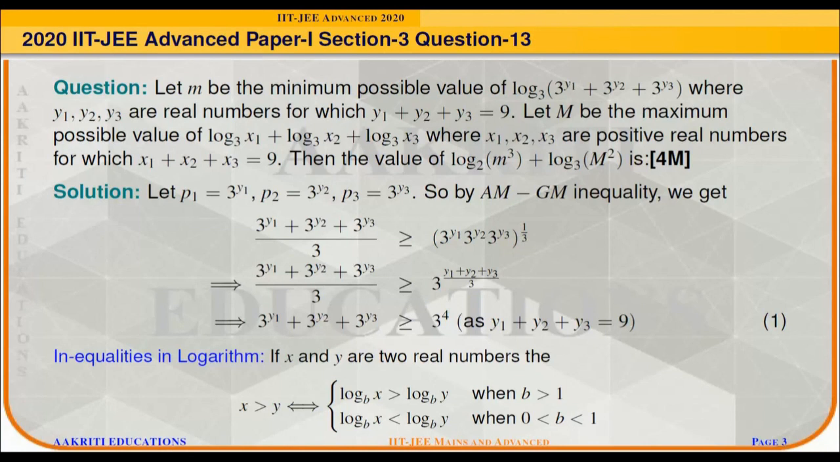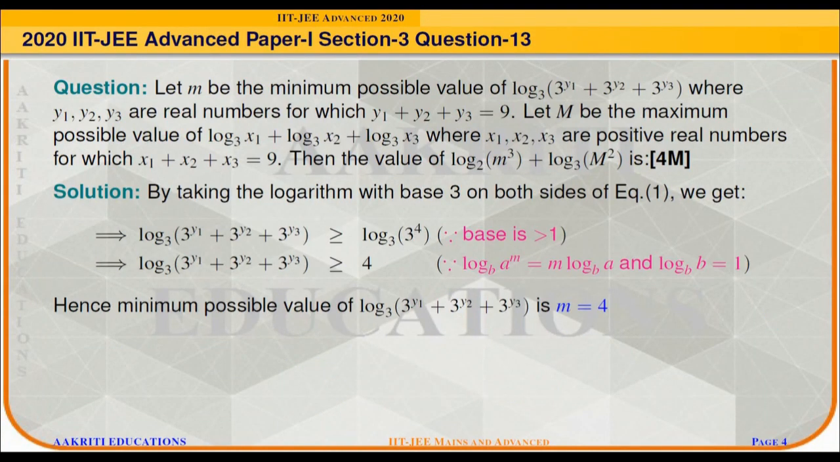So let's say if x and y are two real numbers such that x is greater than y, then log x to the base b is always greater than log y to the base b if the base is greater than 1. Otherwise, the inequality changes its sign. So we will use this inequality since we have to take the logarithm to the base 3. It means the base value is greater than 1, so the sign of inequality will not change.